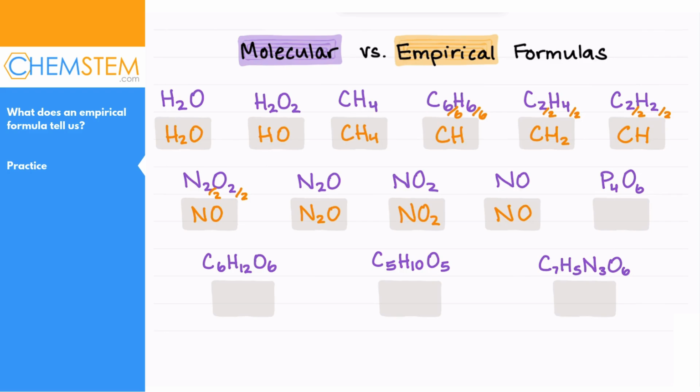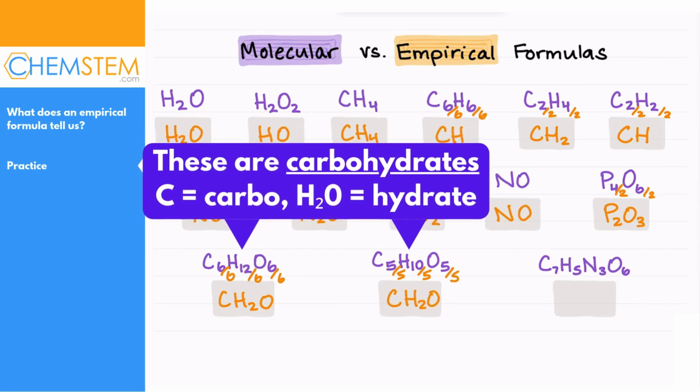But here we have P4O6. Both 4 and 6 are even numbers, so they're divisible by 2. So we get P2O3. That would be the empirical formula. Here we have a sugar called glucose. 6, 12, and 6 are all divisible by 6. So we would get a ratio of CH2O for glucose, and that would actually be the same ratio as this other sugar called ribose. All of these happen to be divisible by 5, so that would be CH2O as well. So these two empirical formulas are the same.